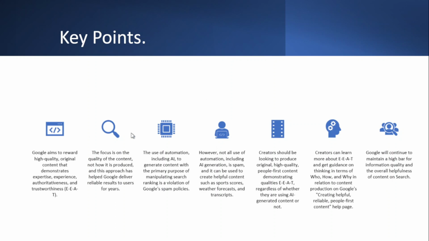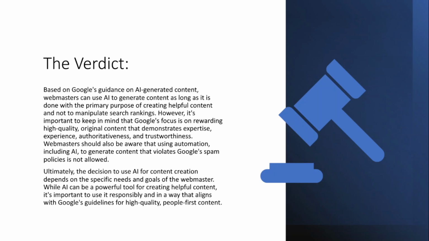So these were all the important points that were discussed in that article I showed you in the previous screen. Now, the verdict, right? The final question is whether you should use the AI content generators or not. So based on my personal experience and based on Google's article on the AI content generators, Google's guidance on AI generated content, webmasters can use AI to generate content as long as it is done with the primary purpose of creating helpful content and not to manipulate search rankings.